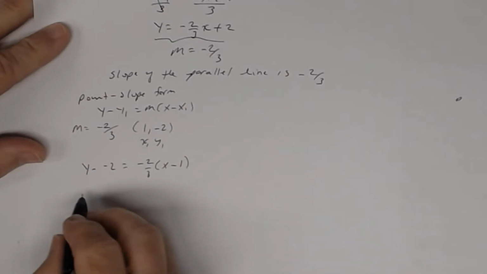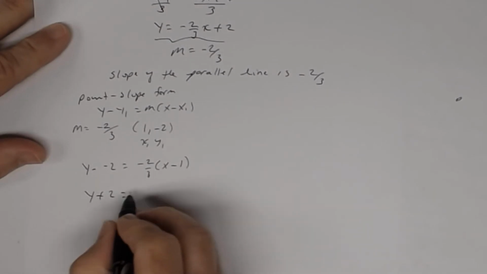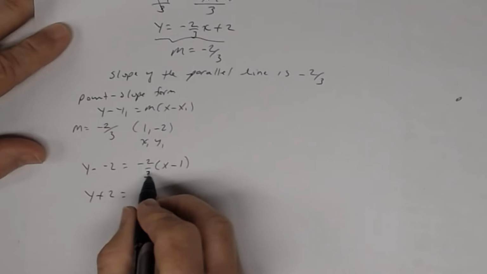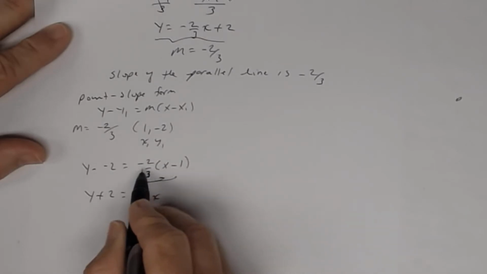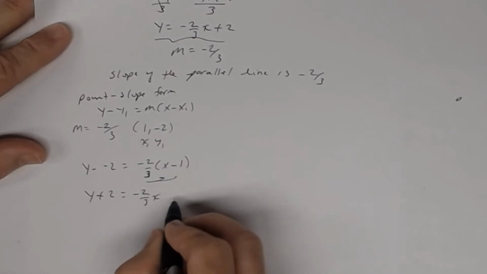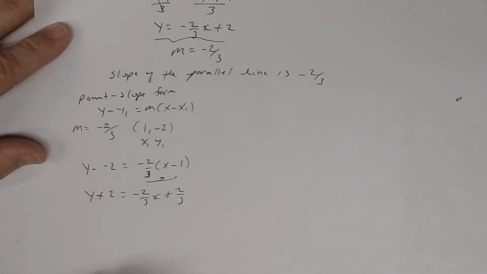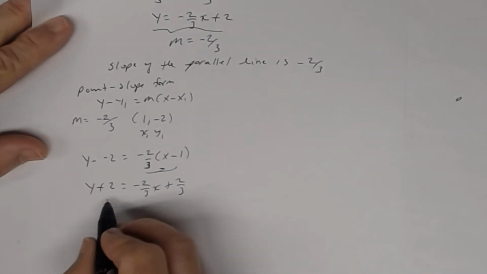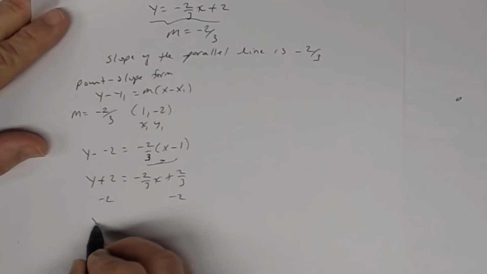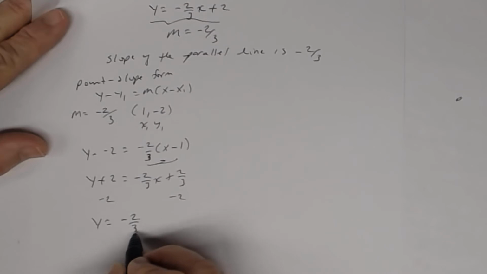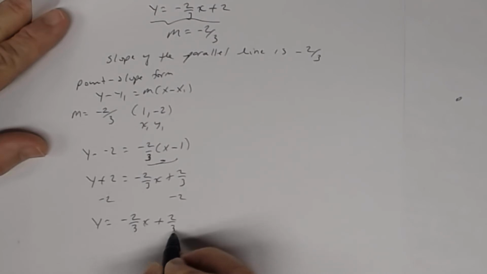Now let's simplify this. Y subtract negative 2 means y plus 2 equals, and let's distribute. I get negative 2/3 x. A negative 2/3 times a negative 1 is a positive 2/3. Then we're going to subtract 2 from both sides. So I get y equals negative 2/3 x plus 2/3 minus 2.